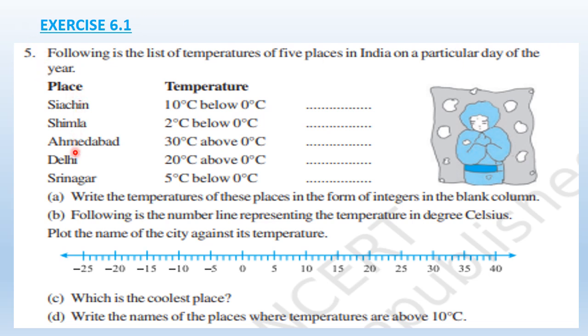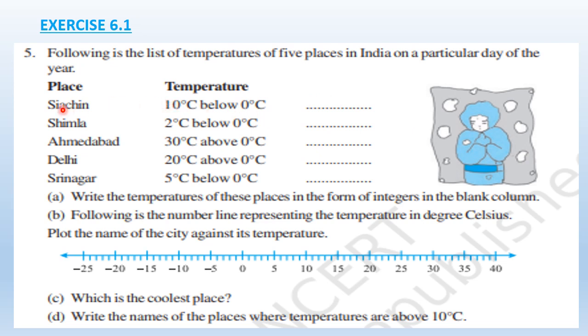Now the places given are Siachen, Shimla, Ahmedabad, Delhi, Srinagar. And the temperatures are given to us: 10 degrees Celsius below 0 degrees Celsius, 2 degrees Celsius below 0 degrees Celsius, like this. Question A says to write the temperature of these places in the form of integers in the blank column. Means we have to fill this blank with the appropriate answer.